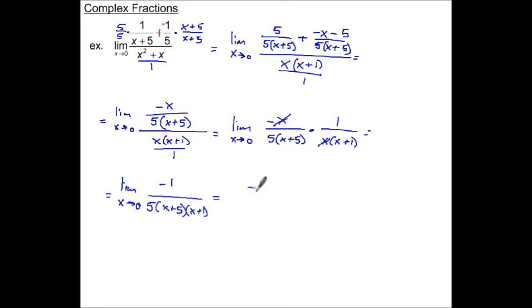I have a negative 1, plugging in a 0 for everything. I basically have a 5 there. I have another 5 as my middle chunk. And plugging in a 0 here gives me a 1. So this becomes a negative 1 over 25. And there you go.